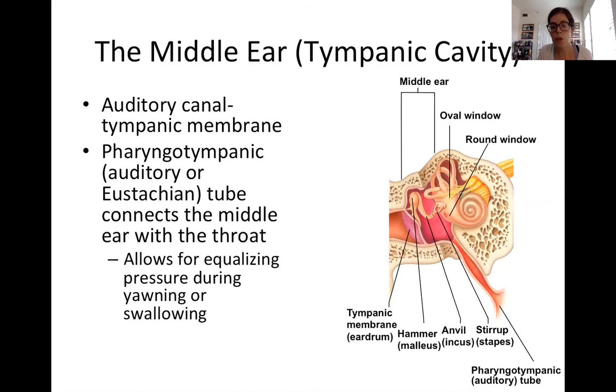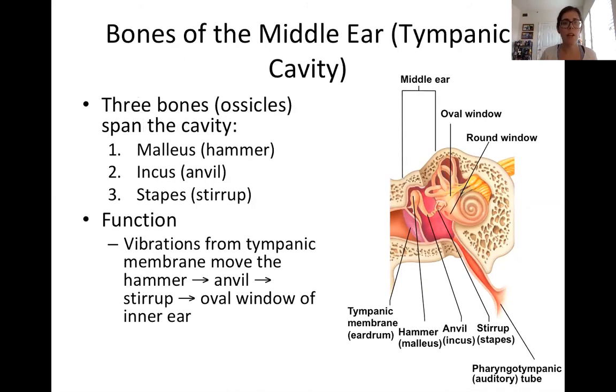Now, this tube in children is actually more horizontal and small, and so that's why kids have a harder time equalizing the pressure in their ears. It's also more likely to fill up with fluid. So if you hear a screaming kid on an airplane, it's not their fault. Be nice to them.